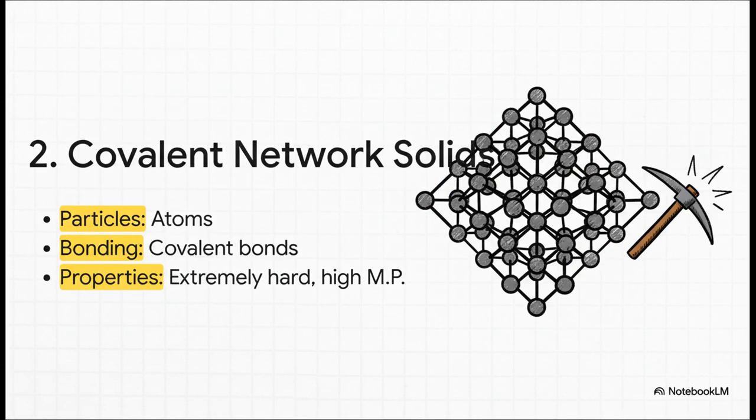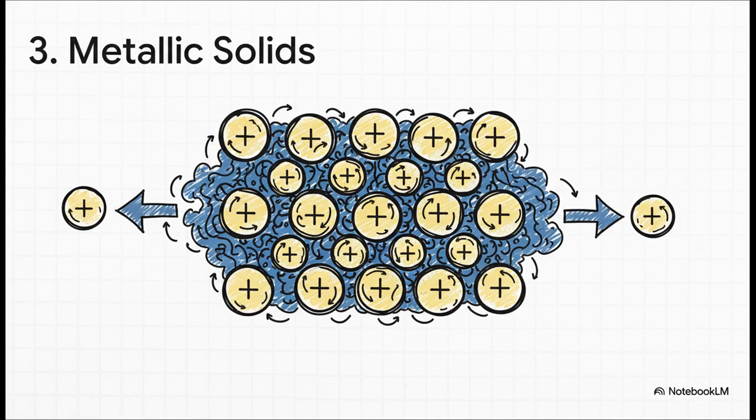Next, we have covalent network solids. Now, these are a whole different beast. In materials like diamond or quartz, individual atoms are joined to all their neighbors by super strong covalent bonds. They're all sharing electrons. This isn't just a grid of attractions. The entire crystal is basically a single gigantic molecule. And that is why diamond is one of the hardest substances we know of and has an absolutely insane melting point.